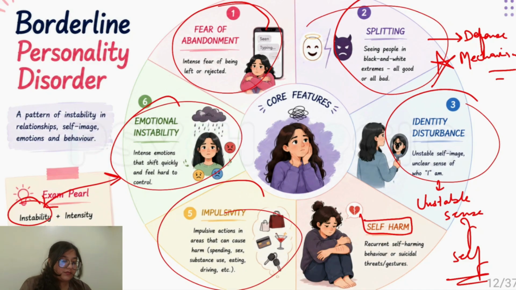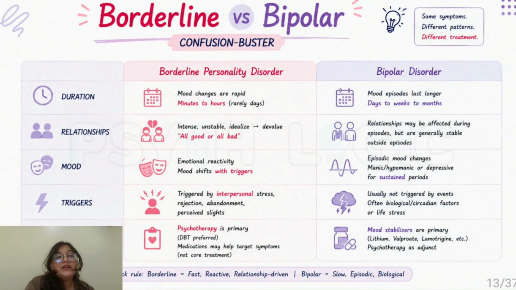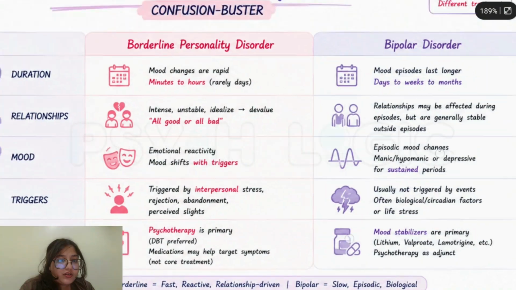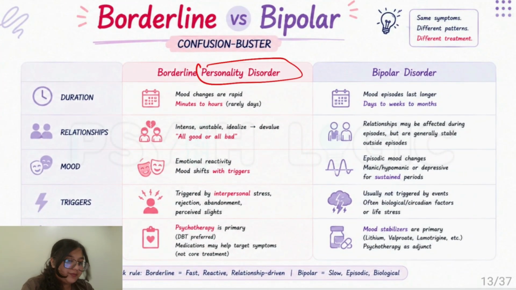Now, one more thing that comes here is that it is often confused: is borderline personality disorder the same as bipolar disorder? The answer is no. Yes, they both involve changes in mood, but the reason, the duration, and the pattern of those mood changes are completely different. Let's compare them. Borderline personality disorder is a personality disorder. It means long-standing patterns of thinking, feeling, and behaving that begin in early adulthood and last almost their whole life, affecting every area of their life.